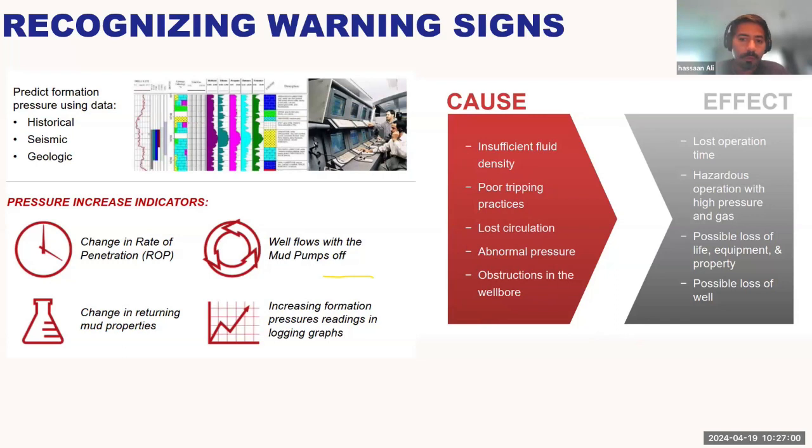because if you have abnormal pressure, you can have a kick, which can turn into a well blowout. If you have a well blowout, you can potentially have a loss of life, equipment, and property. You won't be able to recover that well. You may have to plug it off. That means all that money is now gone. And then a kick and a blowout can result in a hazardous operation with high pressure gas and oil coming to the top. So you have to recognize these warning signs, and you have to be cognizant of how you can take care of them.